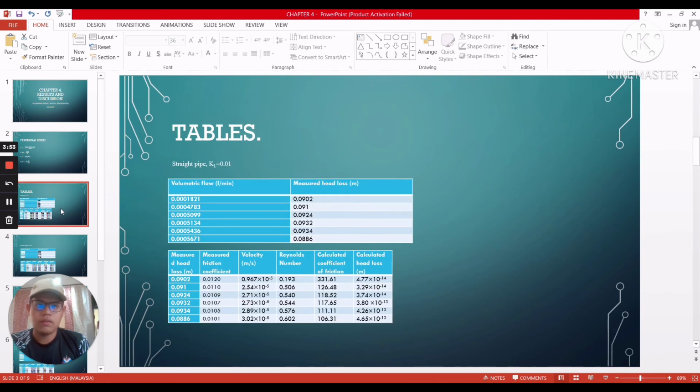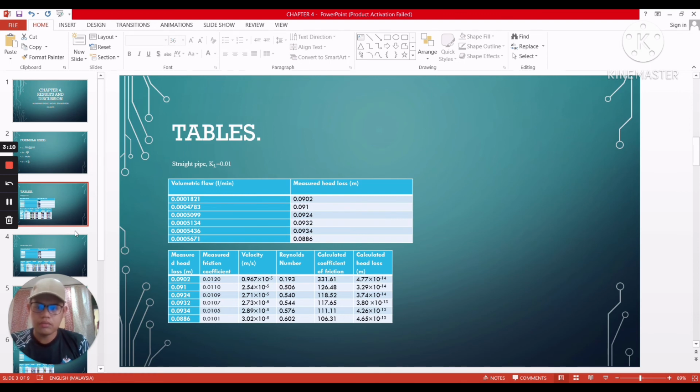So after I have done the detailed calculation, which the doctor can find in my report, the table is like that, where the straight pipe has the KL of 0.01 with the measured head loss and volumetric flow. It has been given earlier. The measured friction coefficient that we can find here is based on the Moody chart that I referred to before, after I calculated the roughness ratio of the PVC and the Reynolds number.